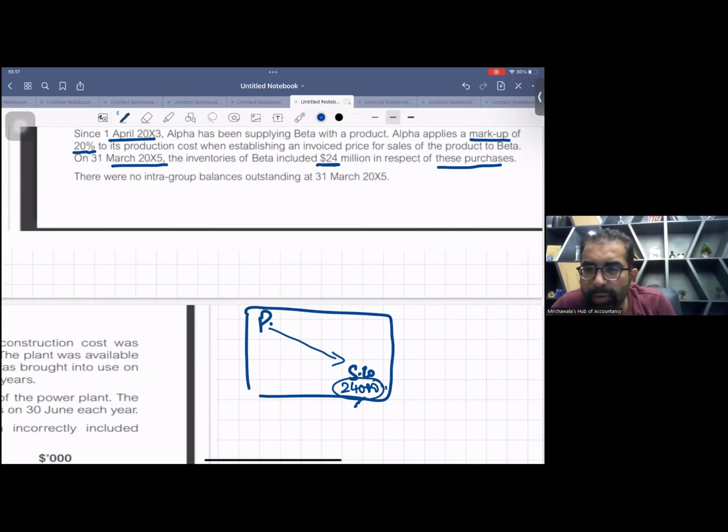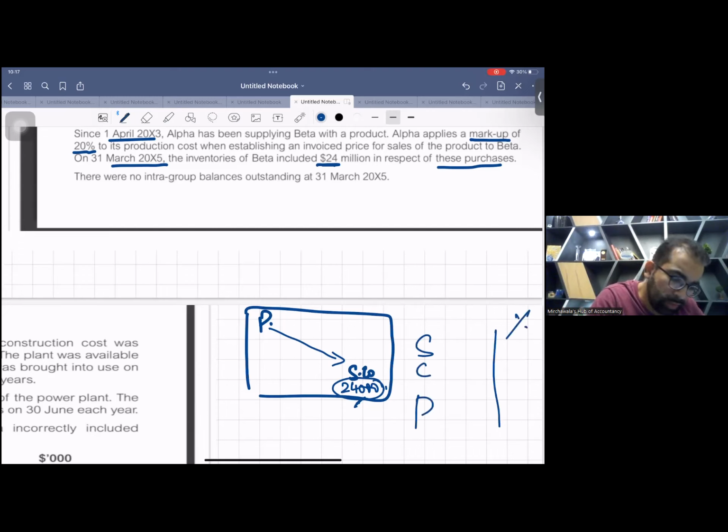So let's calculate the URP. Very simple. Hope you remember this. Look at here. This 24,000 is the inventory of S company, so it's a cost for S company. But this 24,000 is the selling price for P company.